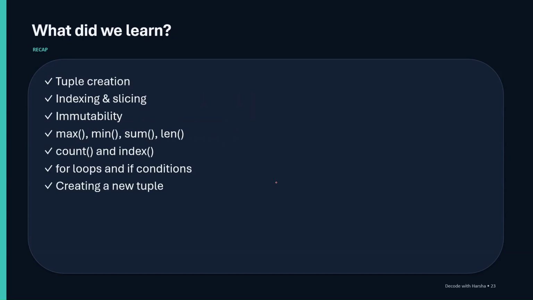So these are the things that we learned. We created a tuple, we did some indexing and slicing, then immutability where we learned how a tuple cannot be changed, and then we used some methods: max, min, sum, len, and we used count and index methods also. And we also saw how to use for loops and if conditions with tuples, and then also we created a new tuple. Okay, so these are the things we learned.